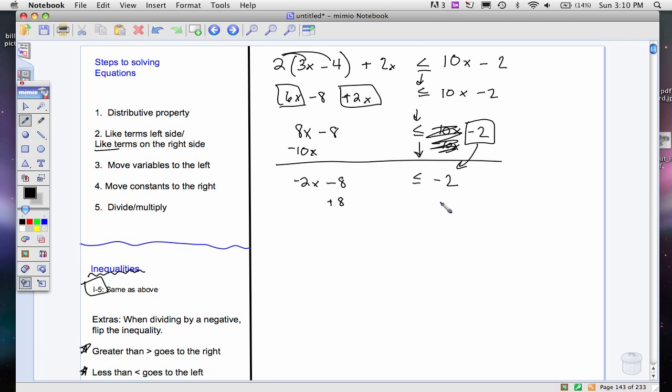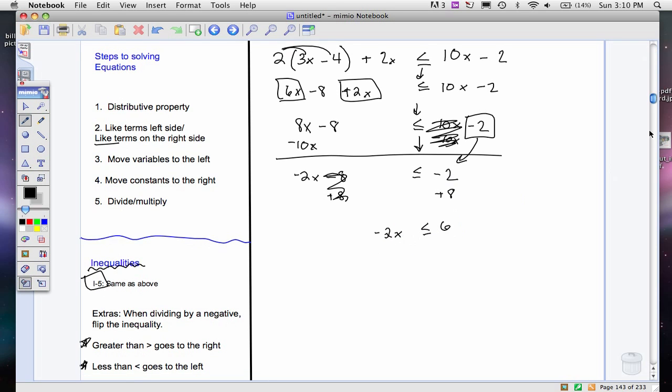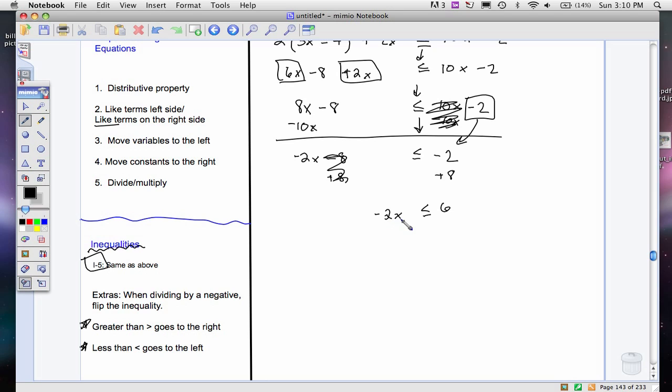Now, step number 4 says move the constants to the right, so I got to get rid of this minus 8 by adding 8. I do it to the other side. These cancel. Negative 2 plus 8 is positive 6. Bring down my inequality symbol, negative 2x. Okay, now the negative 2 and the x are attached by multiplication, so this is just like that last example I showed you. You divide by negative 2, divide by negative 2, those cancel, left with x. 6 divided by negative 2 is negative 3.